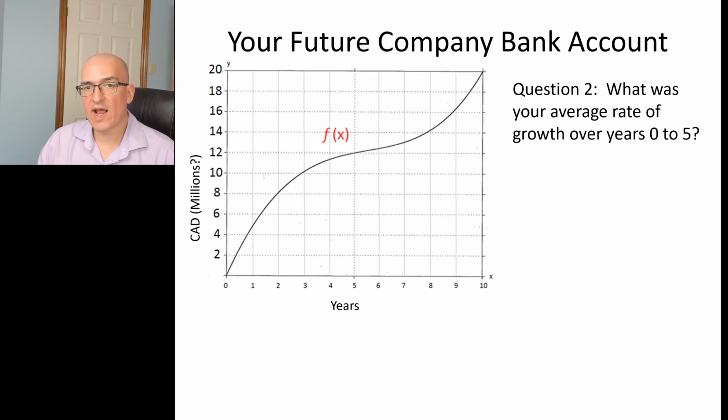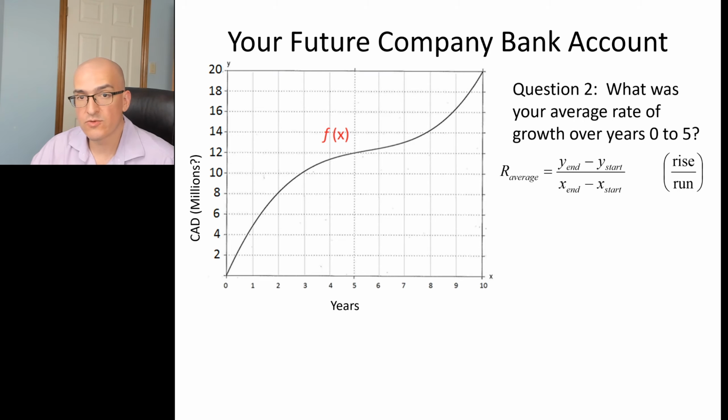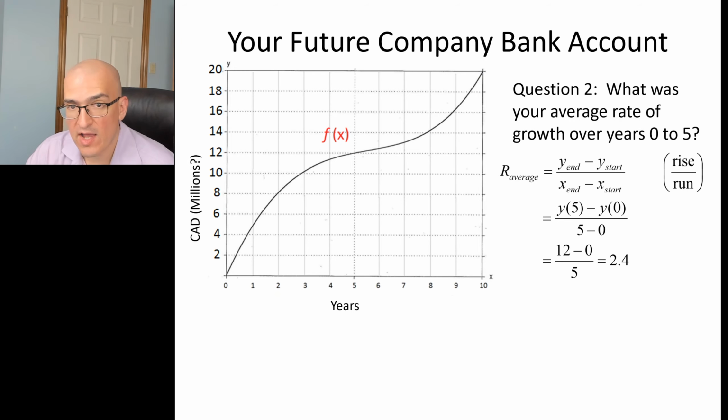What if we wanted to ask, were the first 5 years better or worse than the second set of 5 years? Were we better off from year 0 to year 5, or was our growth rate higher from year 5 to year 10? We can answer that question in part by calculating the average growth rate from year 0 to year 5. So doing the same thing, using delta y over delta x, at year 5 our bank account was at 12 million. So that would be our y ending point. So 12 minus 0 divided by 5 minus 0. 12 divided by 5, which is 2.4.